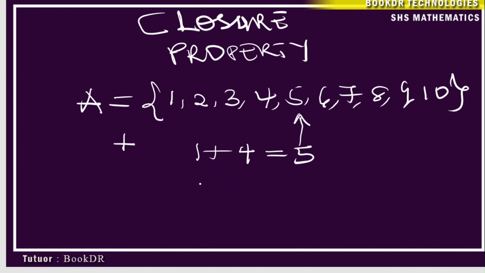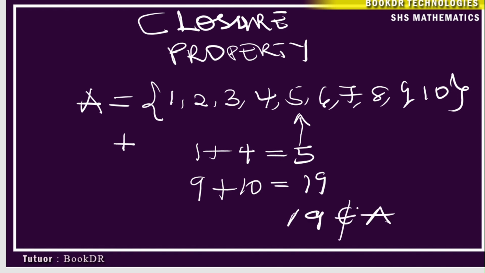So for instance, 9 plus 10 will give us 19. 19 is not an element of A. And as such, we cannot say that the set A is closed under the operation addition.